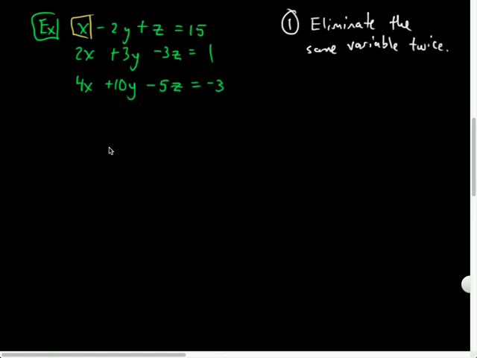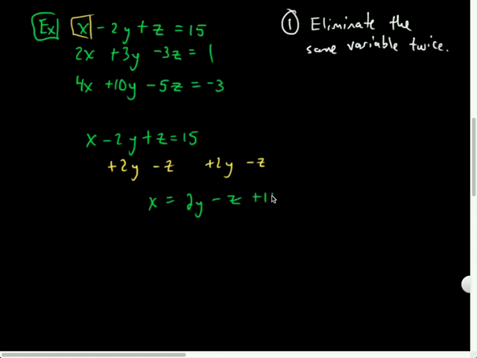So I'm going to solve this by substitution. I'll have x minus 2y plus z equals 15. And what I'm going to do is move everything away from x. So I'll add 2y to both sides, and I'll subtract a z from both sides. Double steps right there. And I'll have x equals, and I'll write this as 2y minus z plus 15. And this is my revised equation.